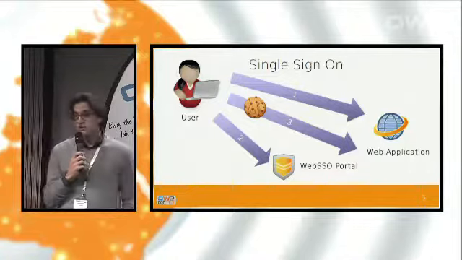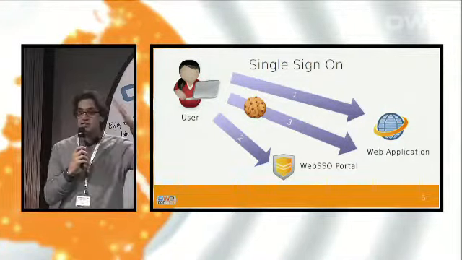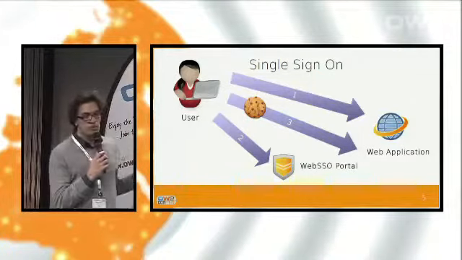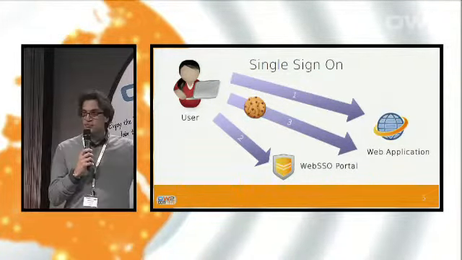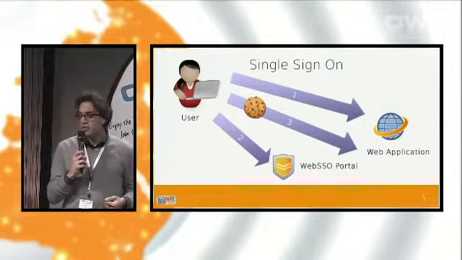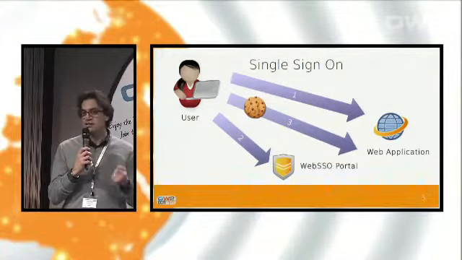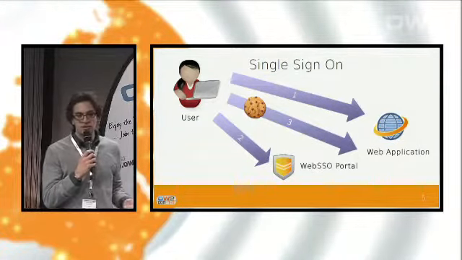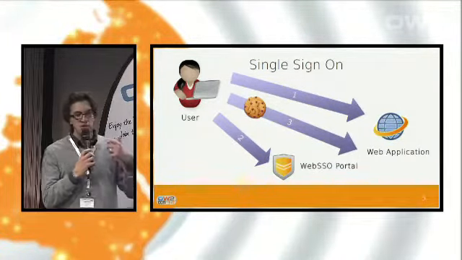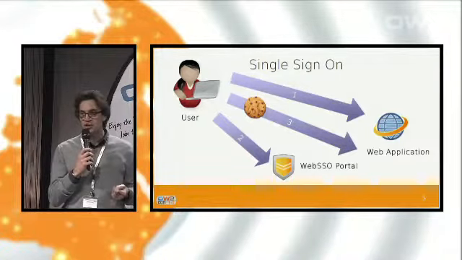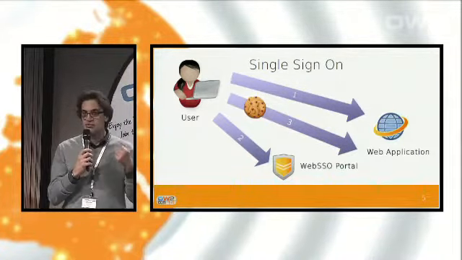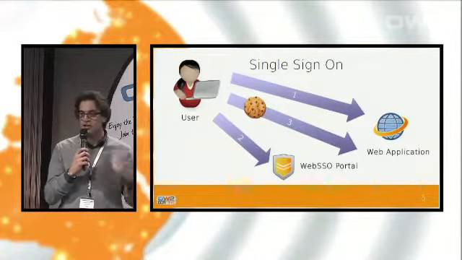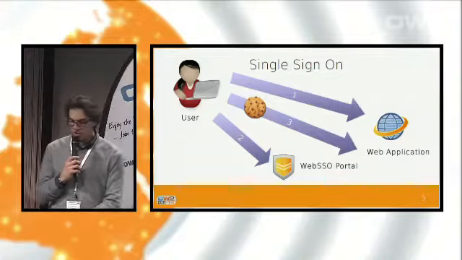What is single sign-on? It's very easy. You need to access a web application, and you are first redirected to an authentication portal, and it gives you a cookie, and with that cookie you can access the web application without authentication. What is interesting here is that if you have a second web application, you will be able to access this second application with the same cookie. So you do a single authentication at the beginning, and then you access all applications.